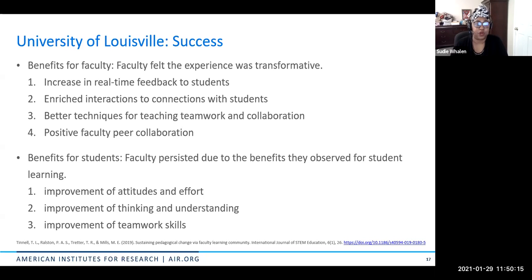Benefits for students. Faculty persisted due to the benefits they observed from student learning. Some of the faculty members even mentioned at some point wanting to quit because it was a lot of work, but when they were seeing the benefits to student learning, they decided to continue with it because they saw the changes.